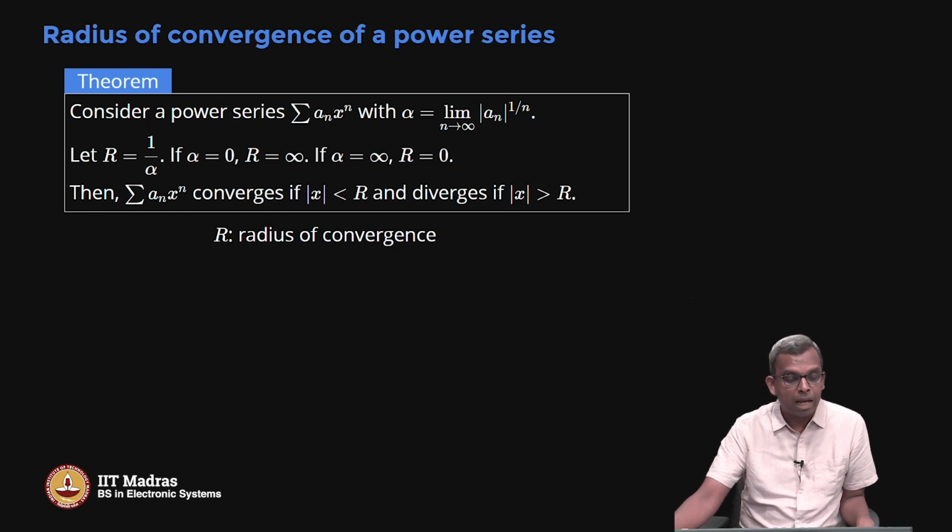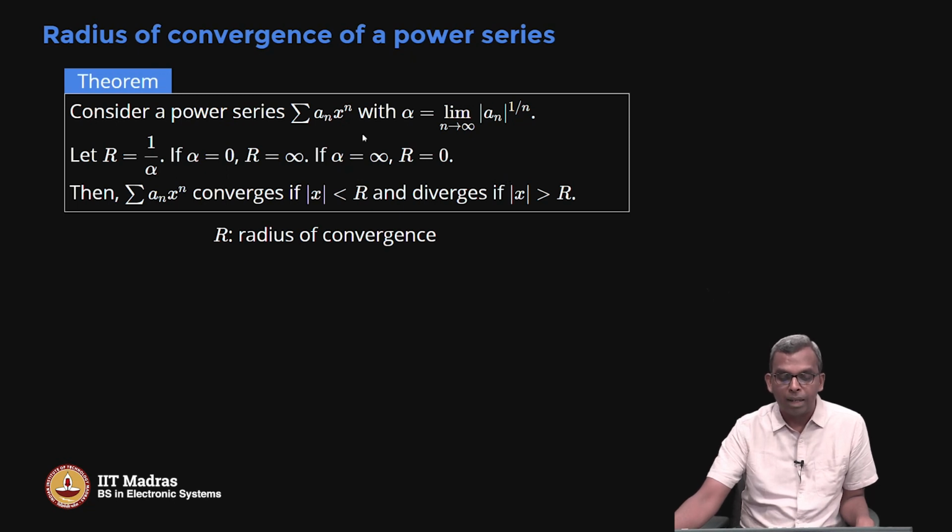I'm going to define r to be 1 by alpha, the reciprocal of alpha, and I'll keep this notation going. If alpha is 0, I'm going to say r is infinity, and if alpha is infinity, I'm going to say r is 0. The 1 by alpha sort of captures this typically, but I want to make it explicit, so I'm putting that down there.